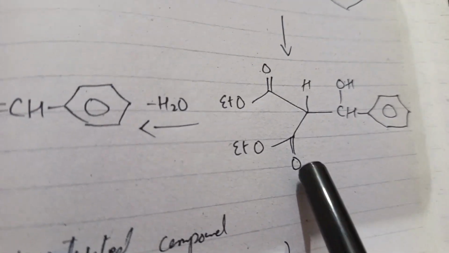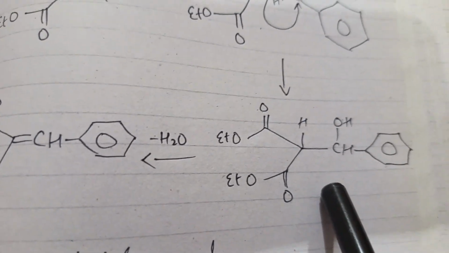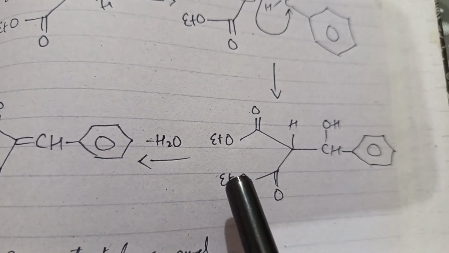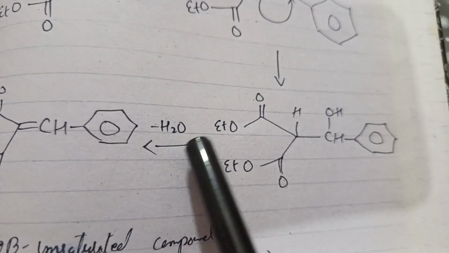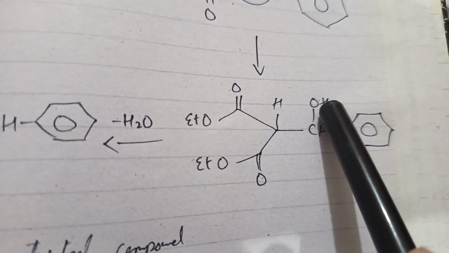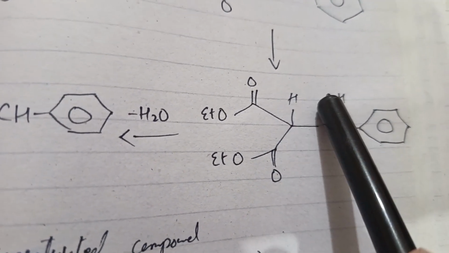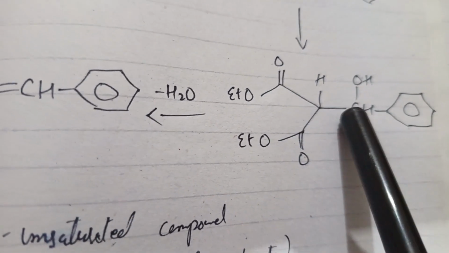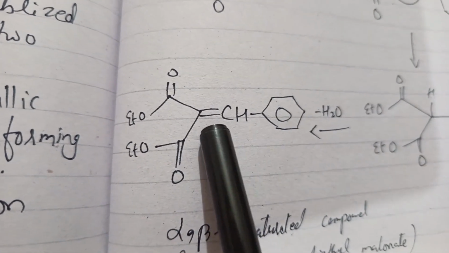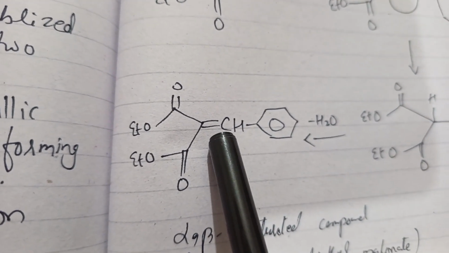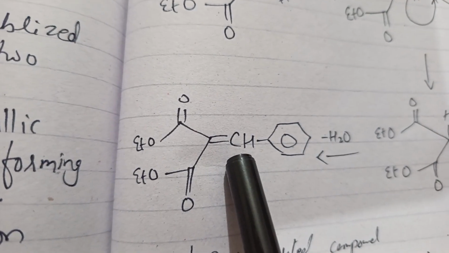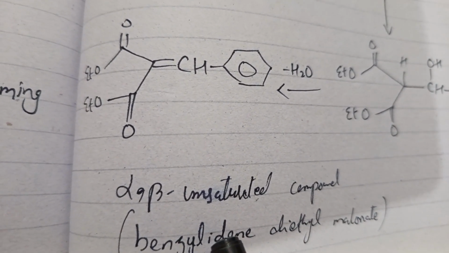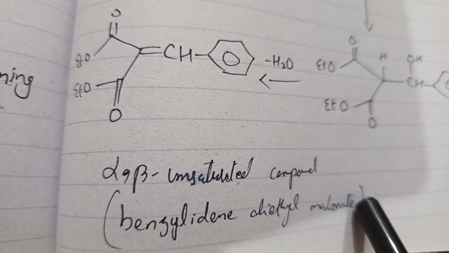So you can see that from here the alcohol intermediate, the beta hydroxy compound, undergoes base induced dehydration. So one H from here and one OH, meaning one water molecule will be removed, and here a double bond will be established between these two carbons. So you can see that here the final product, that is the alpha beta unsaturated carbonyl compound, has been obtained, and its name is benzylidene diethyl malonate, right?